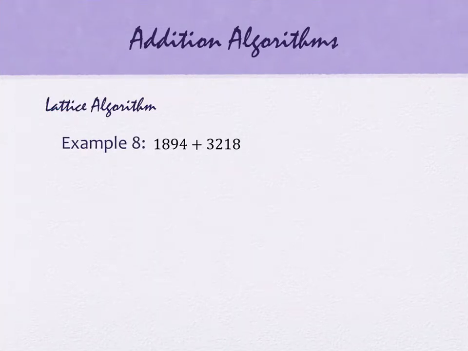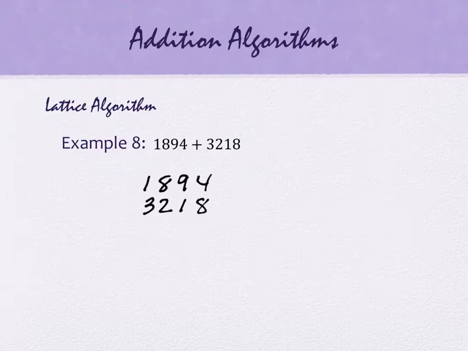The lattice algorithm is the next one. This one's a cute one. It does a really good job of isolating the values that what we would call carry over. So I have 1,894 and 3,218, just the same numbers as I had before. And I'll write a box underneath them. The box will be split into however many place values I have. So this one has 4 place values, so my box is split into fourths.